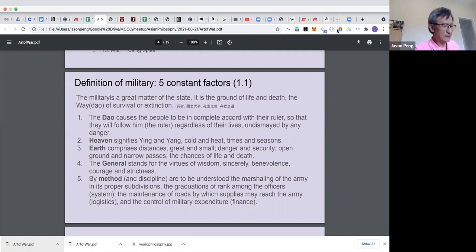Yeah, thank you. When I did this one, I was not happy with the translation, so I started to look at different translations. One translator renders Tao here as a moral law, the law, the way to unify everybody together. That's the translator's interpretation. So, Rubena and Kevin.